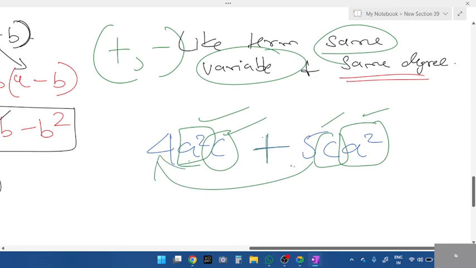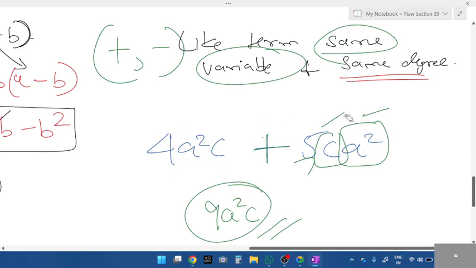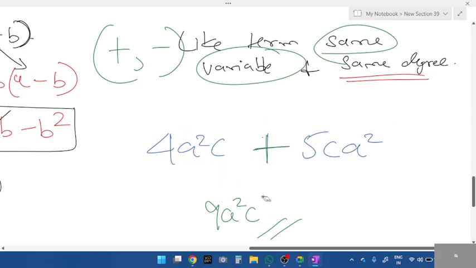What is 4 plus 5? 9a square c is the answer. Just add them, write it. Understood? Is it clear, all of you? You can add and subtract, and make sure, look here, the variables will remain the same, students. A square c will remain the same. The degrees will not change.